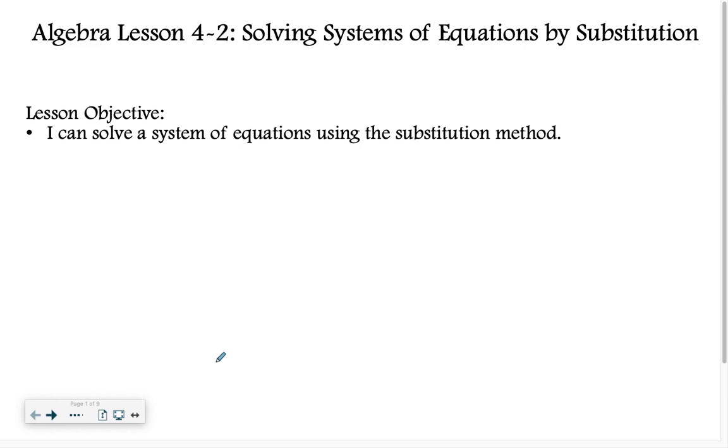So in the last video, we talked about solving systems of equations. When you have more than one line that intersects, solving them using the graphing method, that way you could actually see where those lines intersected. Or maybe they didn't intersect and that's how you got no solution. Or maybe they ended up being the same line, so it was infinitely many solutions.